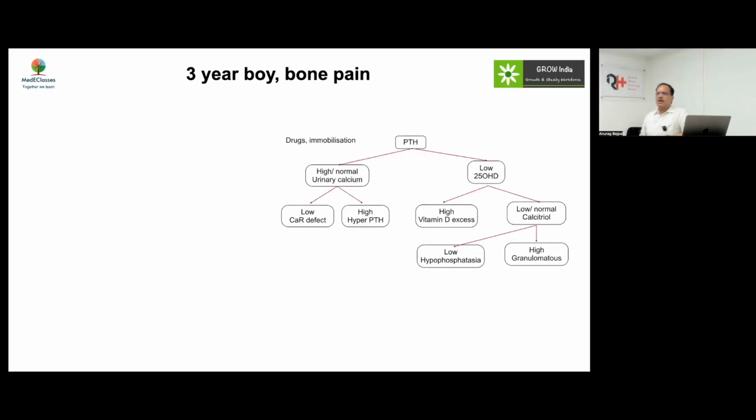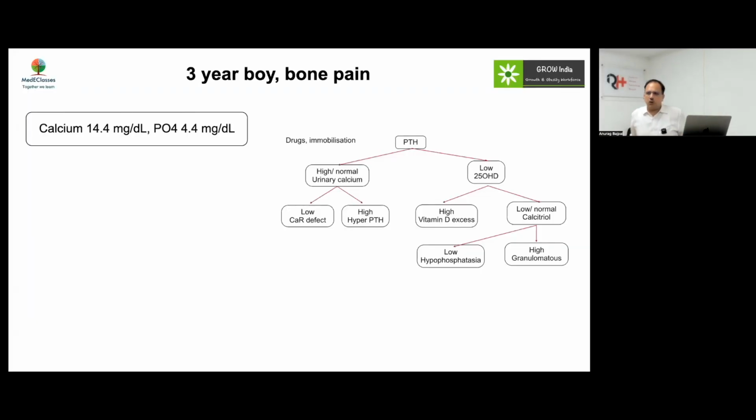We'll be focusing today on a very important, although rare but complicated topic: hypercalcemia. We had this 3-year-old boy who presented with bone pain and was found to have a high level of calcium, where the phosphorus was at a normal level. When I discuss the pathophysiology, we'll understand that calcium and phosphorus, both of them, we have to assess in a proper fashion to achieve the right diagnosis.